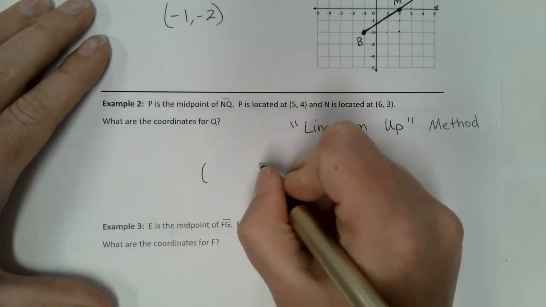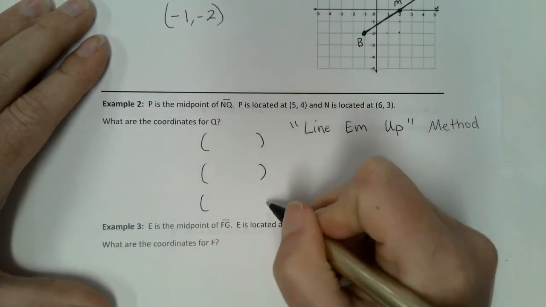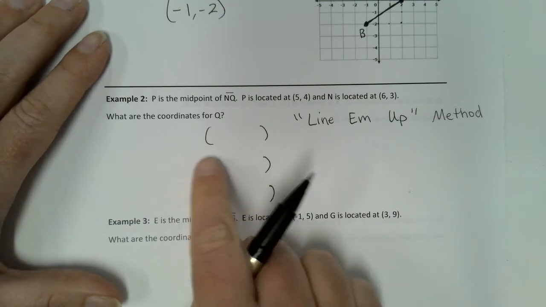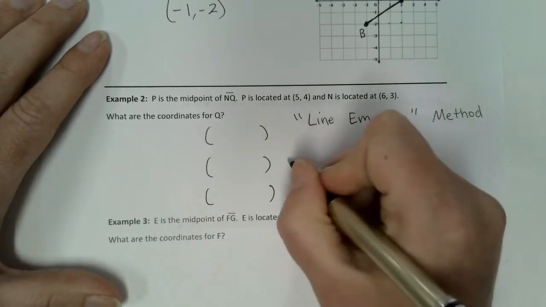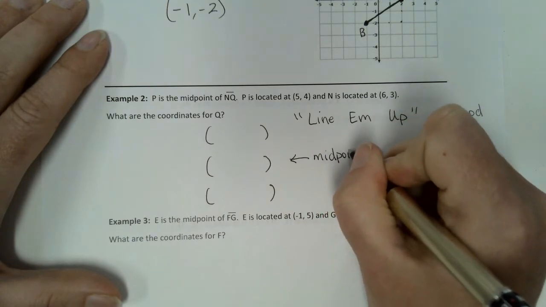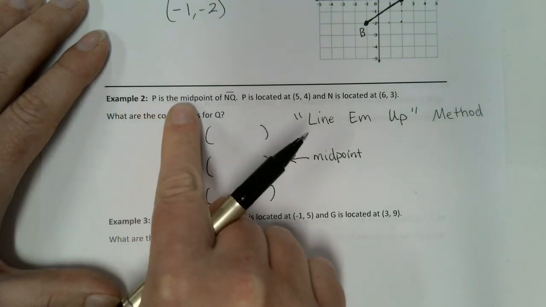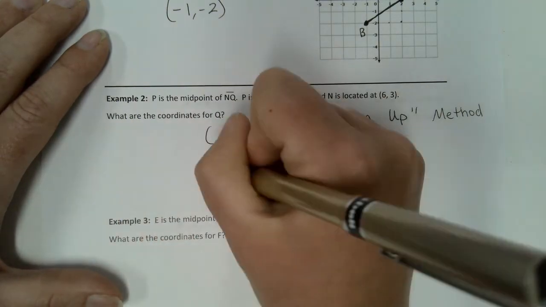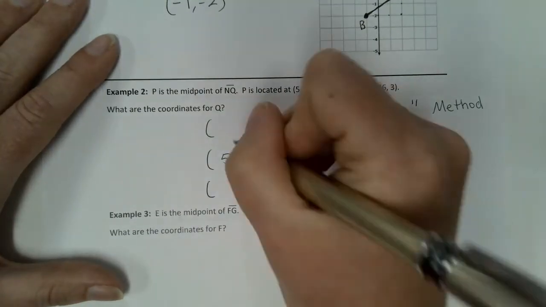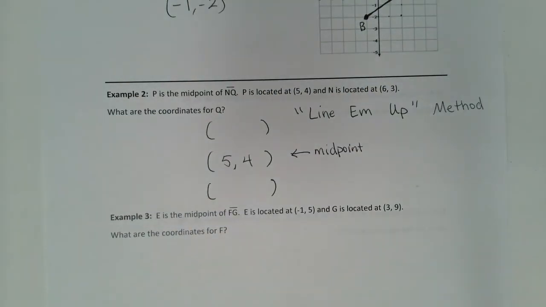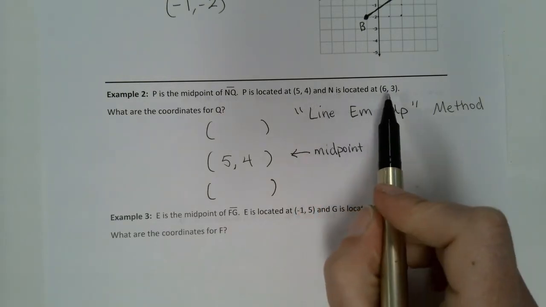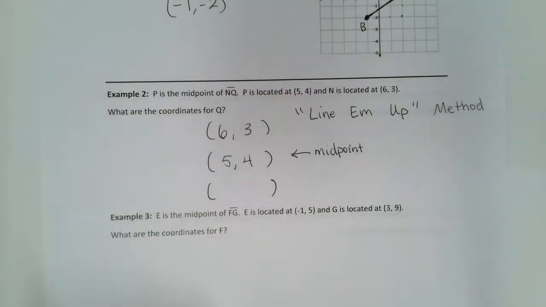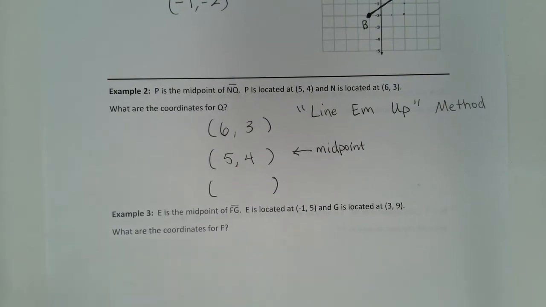You list all 3 points, okay? You put the middle or the midpoint right here. Now, what point did we just read was the midpoint? P is, right? So P, (5, 4), goes in the middle. Now what we're going to do is take the other point that we've been given and put it at the top. They told us N is at (6, 3), so it goes here.